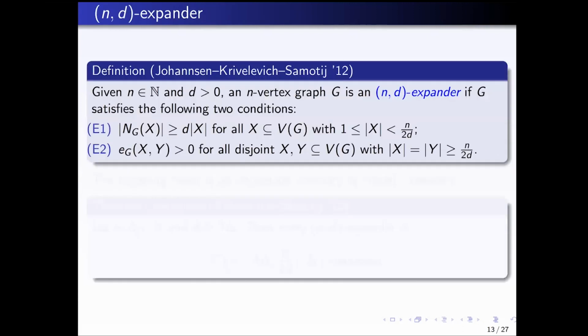Right. And so we will go to this expander definition of Johansson, Krivelevich, and Samotij.